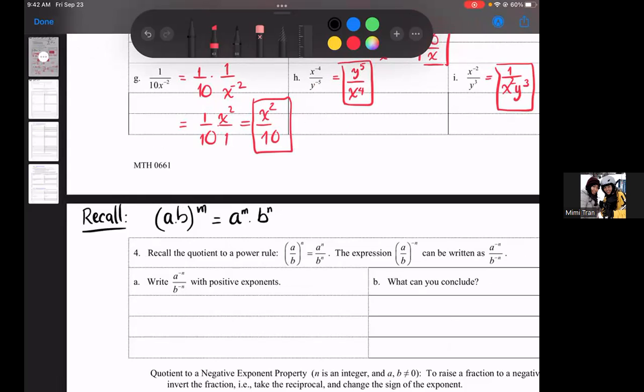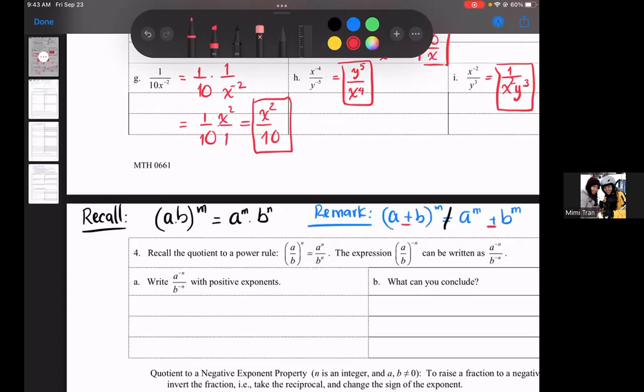The only time you cannot distribute the power is when what? Do you remember this? If I have a plus b to the m, is it equal to a to the m plus b to the m? Is it true? No, right? Do not do this. That is wrong. Same thing with the minus. If two terms are being connected by plus or minus, do not distribute the power.